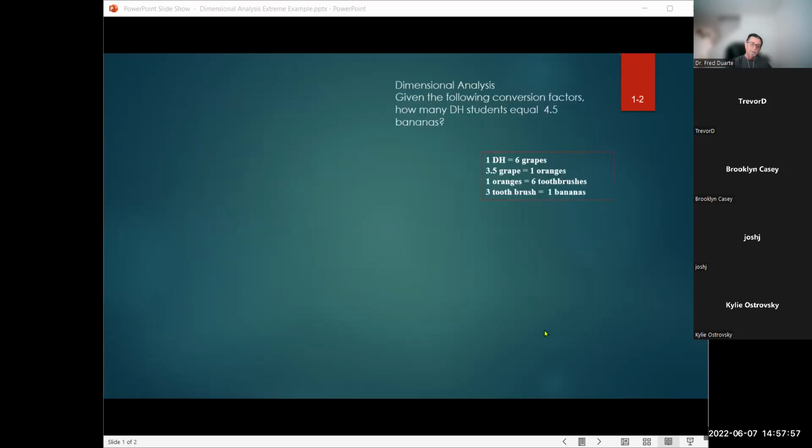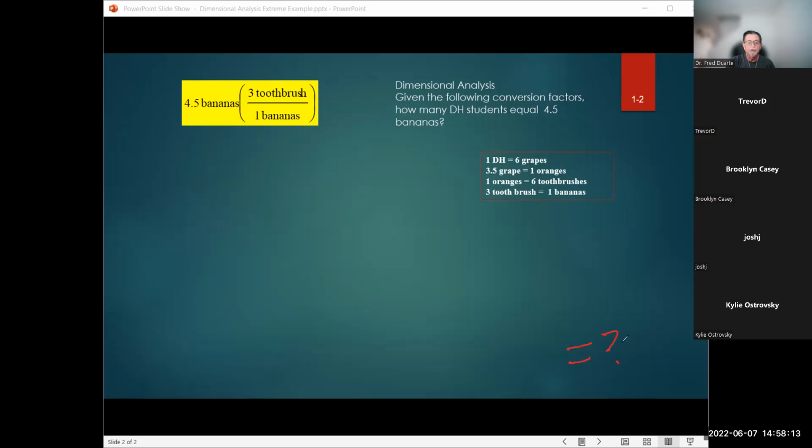All right, so let's set it up. Here are the conversion factors, and here's the question. We write down what we're given first. We're given that there are 4.5 bananas. We want to know, and obviously if I were to write this out properly, it would be way down here someplace, how many DH students. I do that because that keeps track of my units. That gives me a roadmap of where I have to go, okay?